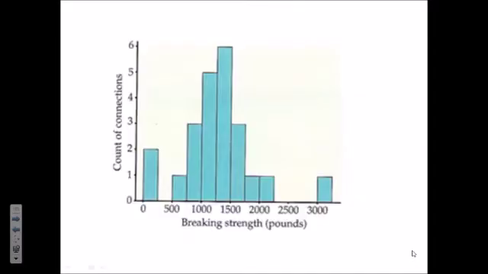Here is a distribution where we have most of the scores in here, and then we have an extreme score out here. This is called an outlier.